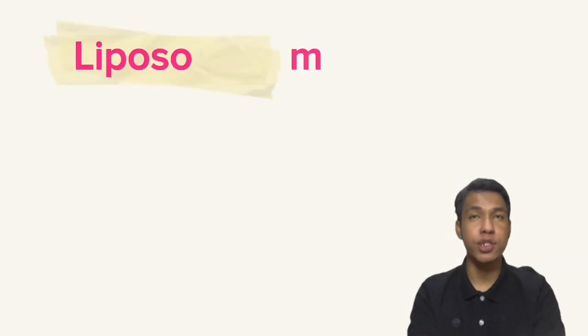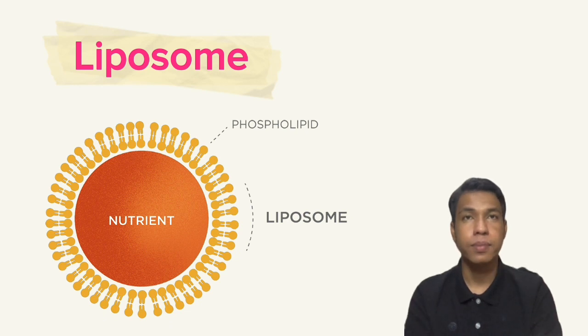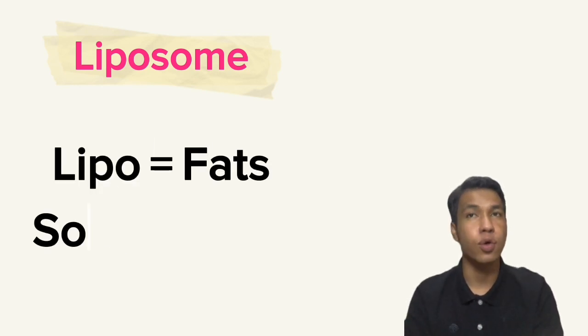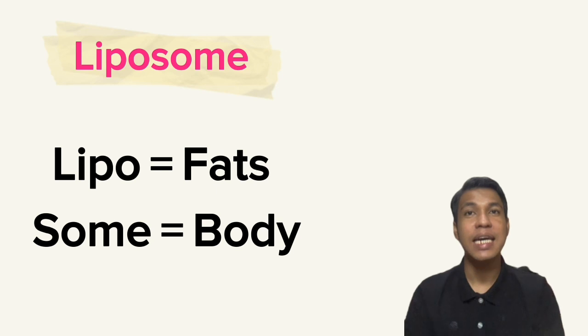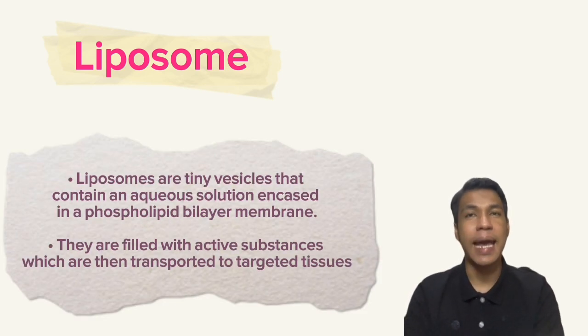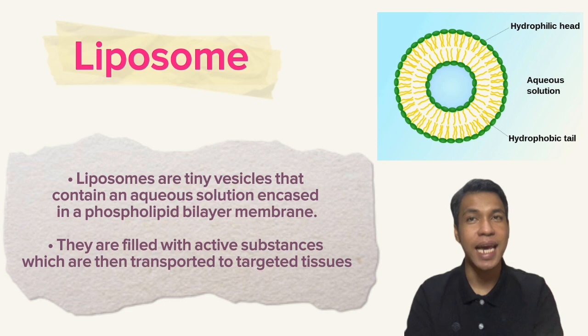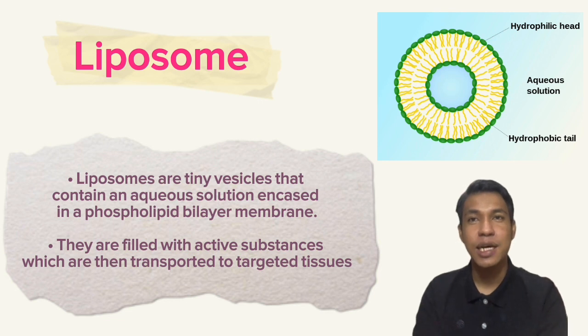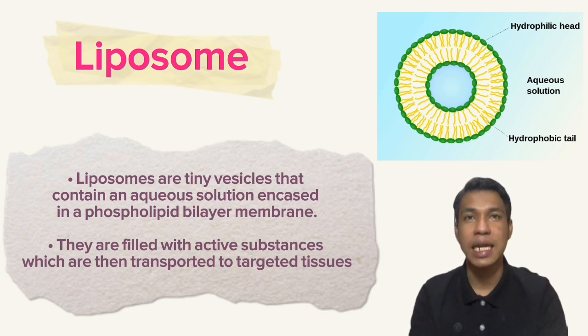Next, we have liposome. What is liposome? Lipo means fat and some means body. So, it is a fat body. They are tiny vesicles that contain an aqueous solution surrounded by a phospholipid bilayer membrane that consists of a hydrophilic head and two hydrophobic tails. Liposome can be filled with active substances which are then transported inside the liposome to target tissues.